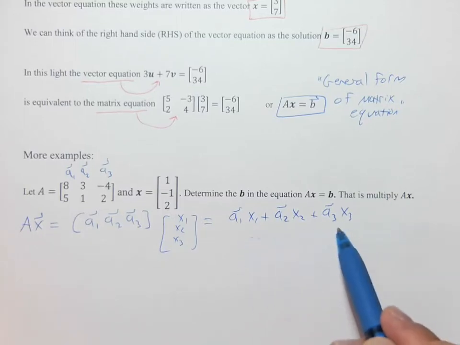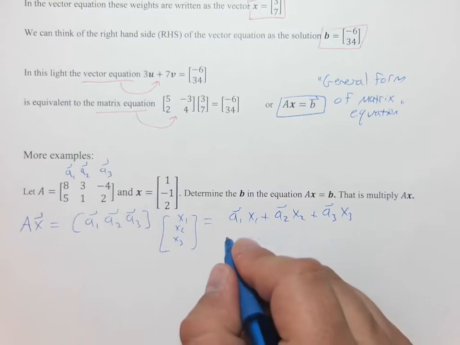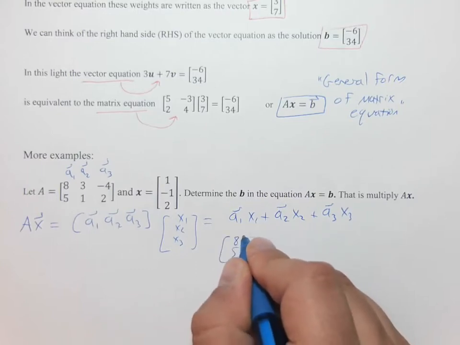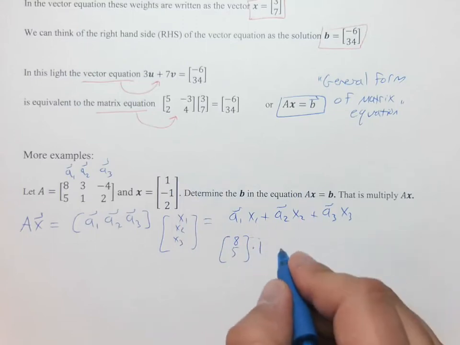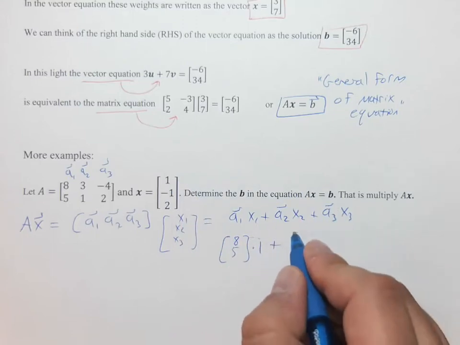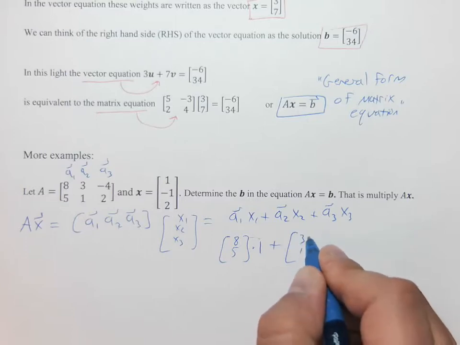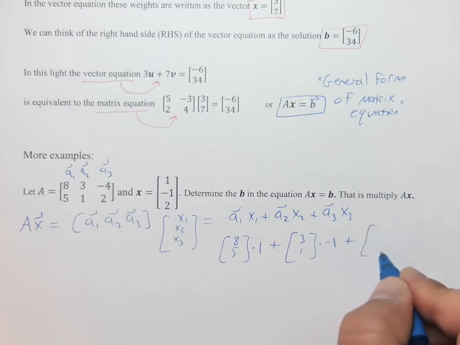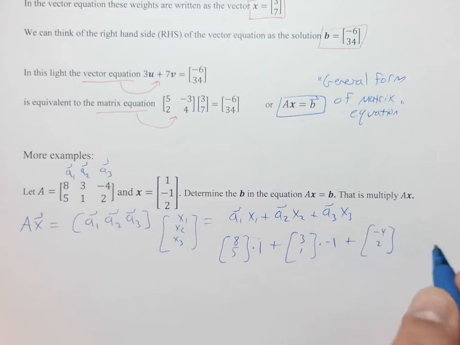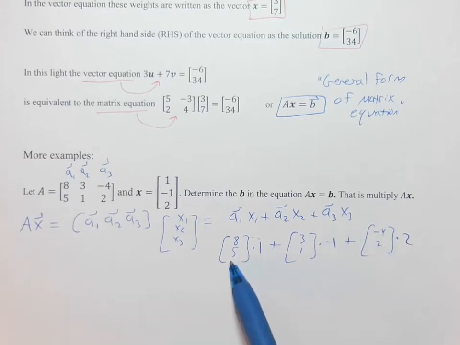And we just start filling in these things. A1 is the first column here, and so that would be 8, 5. X1 is the first entry, just the number 1. A2 is 3, 1. X2 is negative 1. A3 is minus 4, 2. X3 is 2. And so now we've got it written out as a vector expression. This is our vector equation, if you will. We scale each one of those vectors by the constant and add them together.